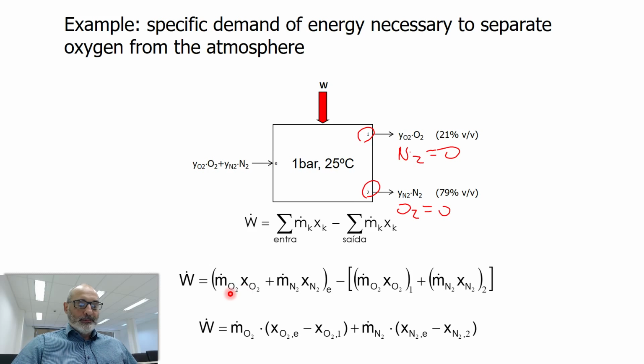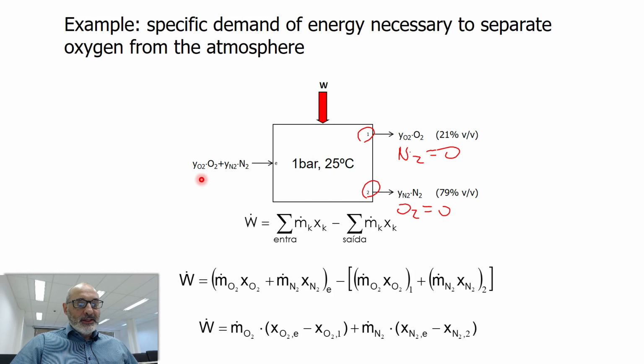So the amount of exergy entering the control volume is the flow rate of oxygen times its concentration plus the flow rate of nitrogen times its concentration. And the same thing exiting the control volume, okay? So here is the index E for enter, and 1 and 2 for the two exits, just to explain the nomenclature here.